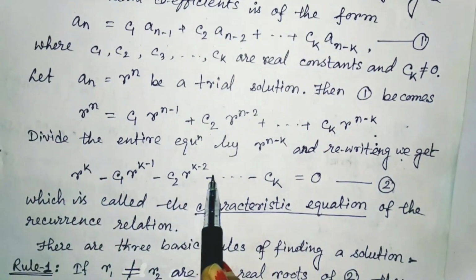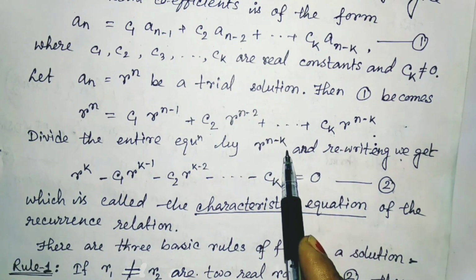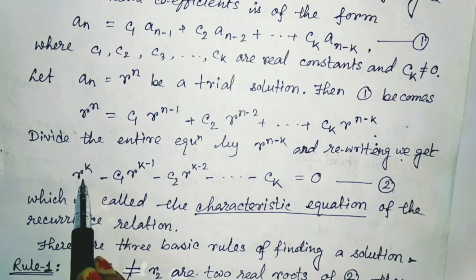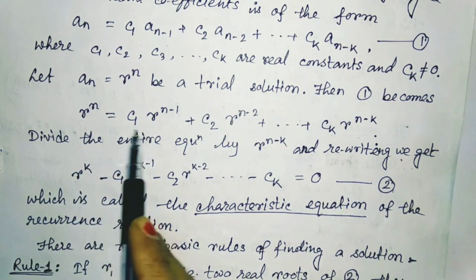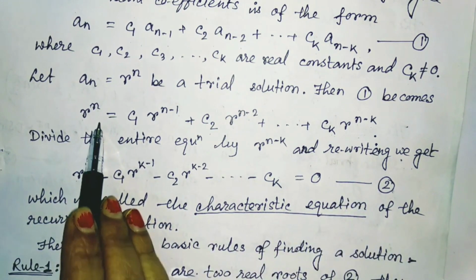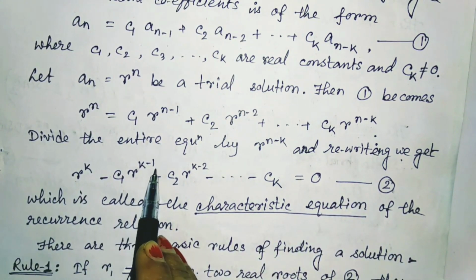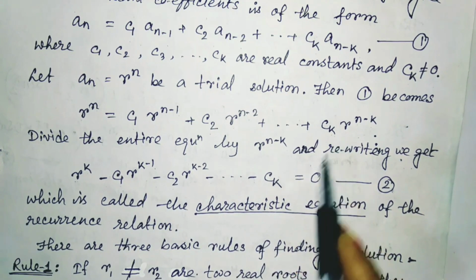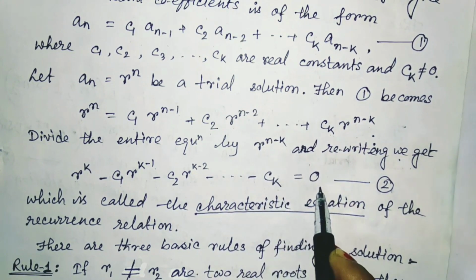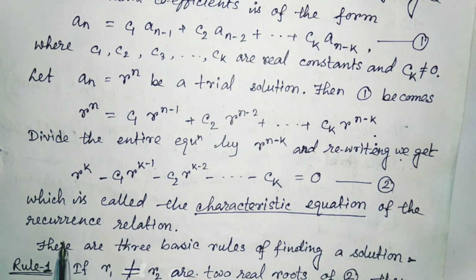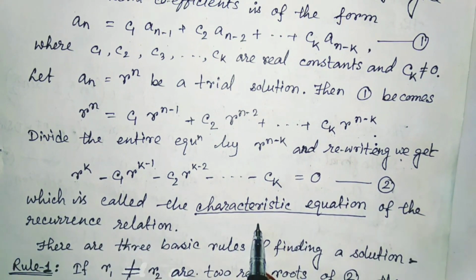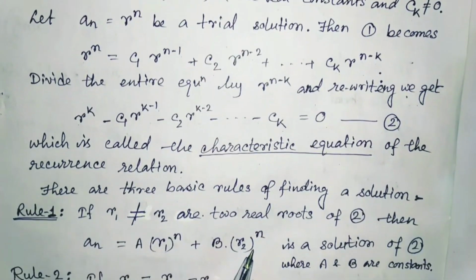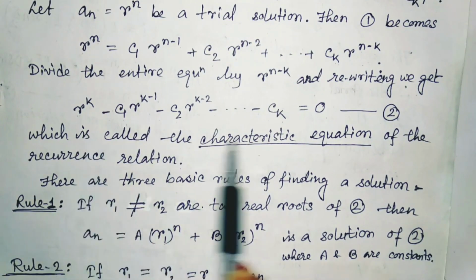So now divide this entire equation by r^(n-k), the last term, and rewriting, we will get r^k, then we write all the terms on the left hand side. So it is r^k minus c1 r^(k-1) minus c2 r^(k-2) minus ... lastly minus ck is equal to 0. That we call equation number 2. So this equation is called the characteristic equation of the recurrence relation. So now after getting this relation, we can solve it.